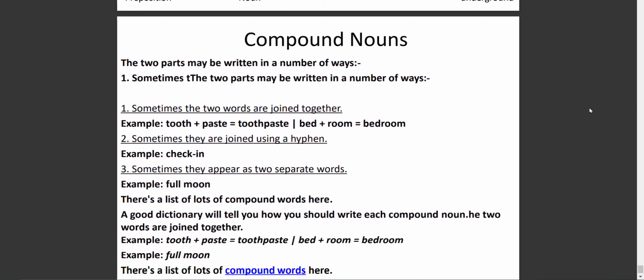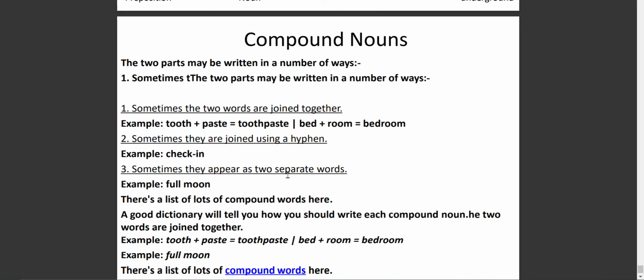The two parts may be written in a number of ways. Sometimes the two words are joined together, for example, toothpaste, bedroom. Sometimes they are joined using a hyphen. Example here, check-in. That's number 2 and number 3. Sometimes they appear as 2 separate words, يعني يظهر في كلمتين متفارقتين.